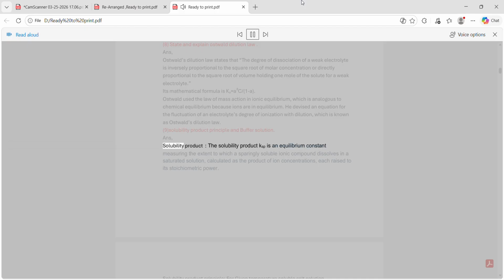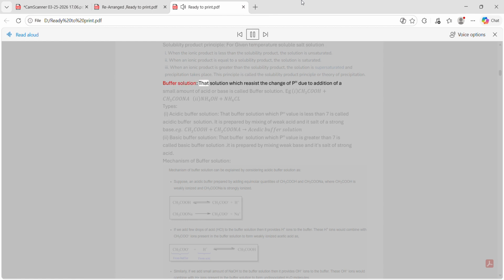ANS. Solubility product. The solubility product Ksp is an equilibrium constant measuring the extent to which a sparingly soluble ionic compound dissolves in a saturated solution, calculated as the product of ion concentrations, each raised to its stoichiometric power. Solubility product principle. For a given temperature, soluble salt solution.